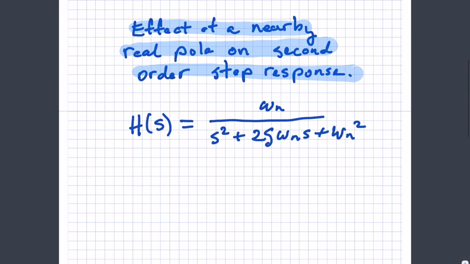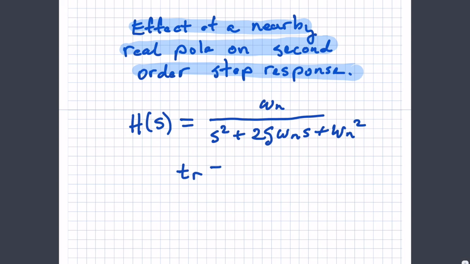So, for example, if we knew omega n, we could get the rise time was about 1.8 over omega n. So we had some ideas of what was going to happen when we had a system that's well modeled by a second order transfer function. So the question becomes, what happens if this assumption is not really accurate?